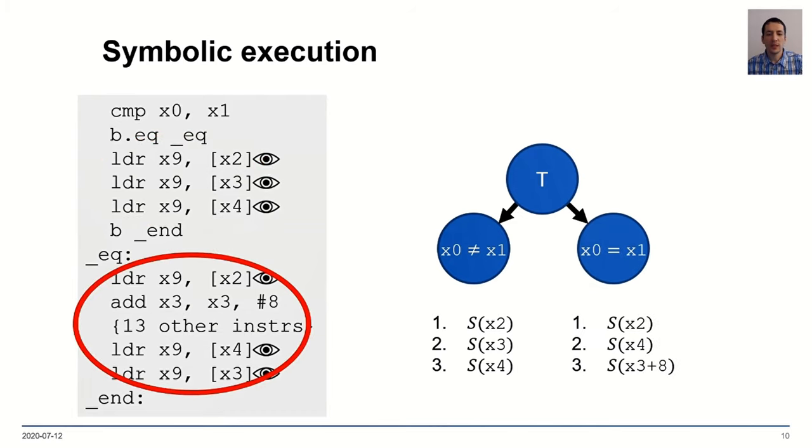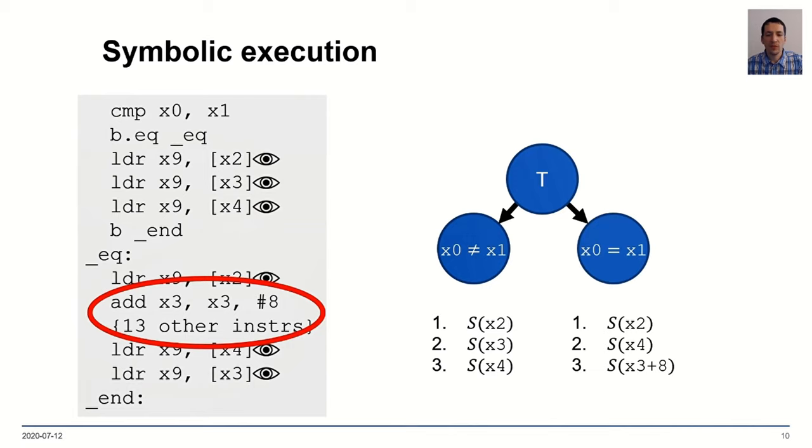If the two registers X0 and X1 are indeed equal, there are slight differences in the observation list. The first observation is the same, X2. Then we have one update to X3 and, as mentioned earlier, 13 instructions that do not affect X4 or X3. And they also do not access the memory. The second observation is simply X4 because it has not been updated. The third observation has to take into account the update to X3. This means that the abstract attacker observes X3 plus 8.